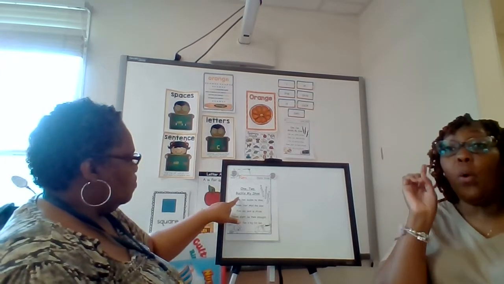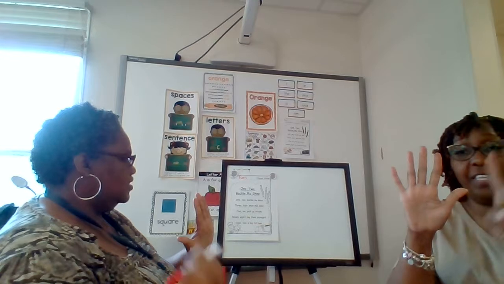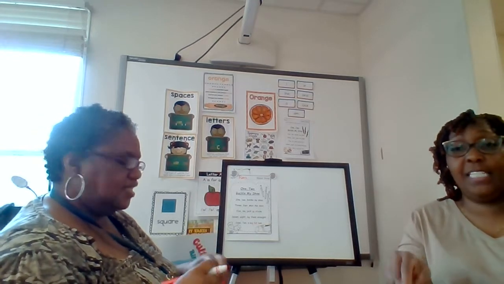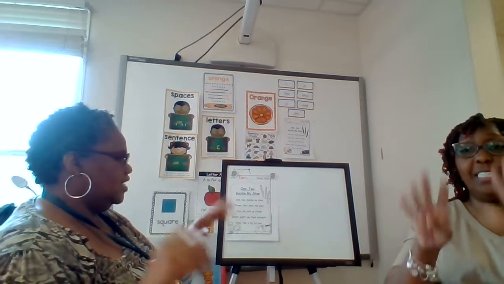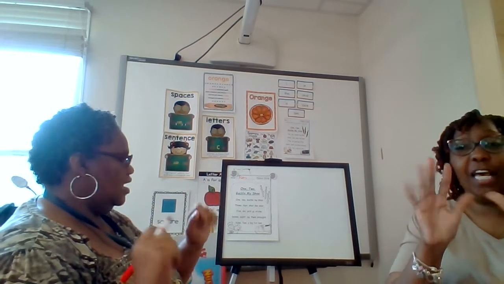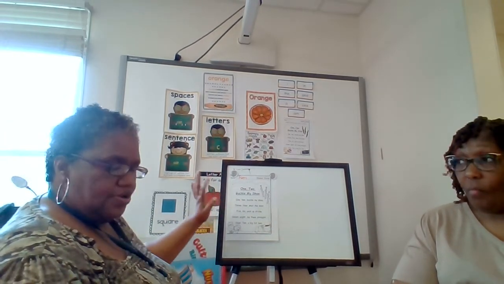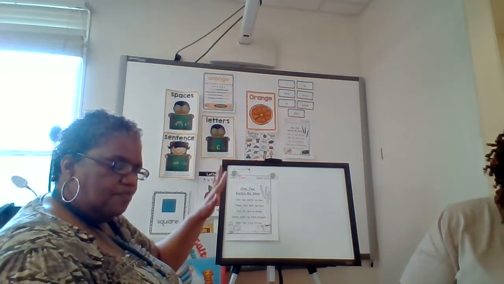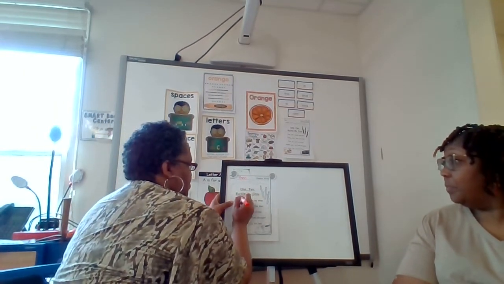Let's say it. 1, 2, buckle my shoe. 3, 4, shut the door. 5, 6, pick up sticks. 7, 8, lay them straight. 9, 10, a big fat hen. Great. All right. So what we're going to do now, we're going to circle the number words in the rhyme.